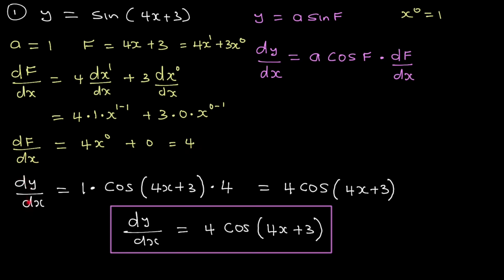Now you can write dy/dx. And dy/df for sine is cos. So that's a, which is 1, times cos f, which is cos of 4x plus 3, times df/dx, which is 4. So that gives you your answer.